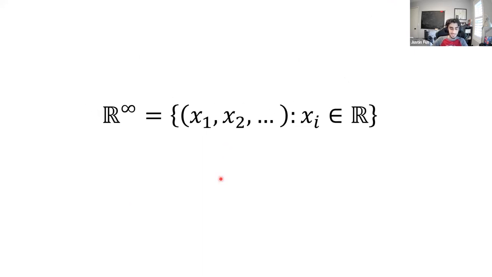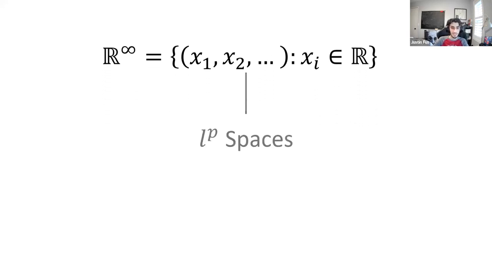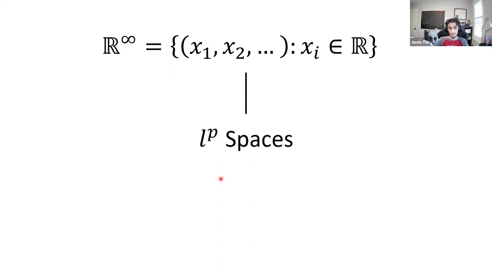The issue is R infinity is just a bit too big for us to be able to define a nice norm on it. So what we could do is define what are called LP spaces. These are going to be spaces where we're able to take such norms.